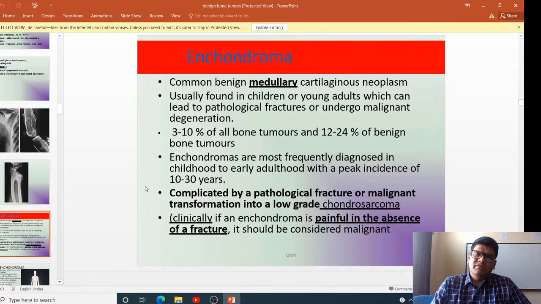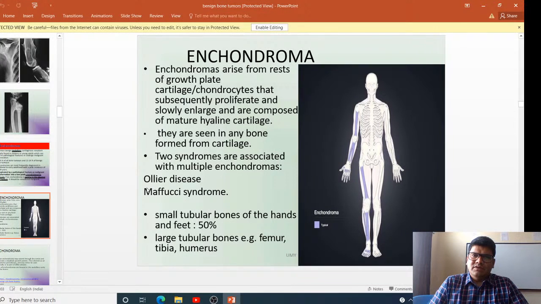Okay, so clinically, if enchondroma is painful in the absence of a fracture, it should be considered malignant. Enchondromas arise from the growth plate cartilage chondrocytes that subsequently proliferate and slowly enlarge, and are composed of mature hyaline cartilage. They are seen in any bone formed by cartilage. Two syndromes associated with multiple enchondromas are Ollier's disease and Maffucci's syndrome. Enchondroma is most common in bones of the hands and feet. 50% of enchondromas occur in bones of the hands and feet. Large tubular bones: femur, tibia, and humerus.